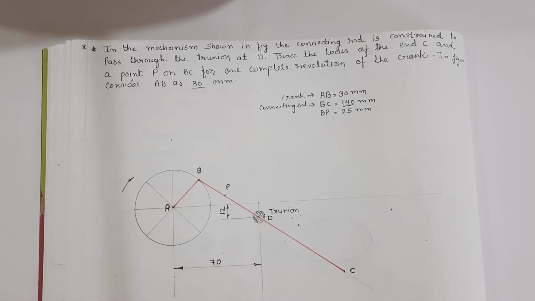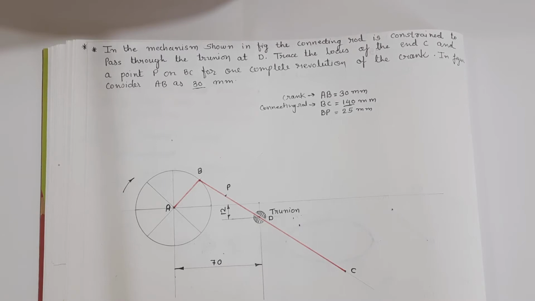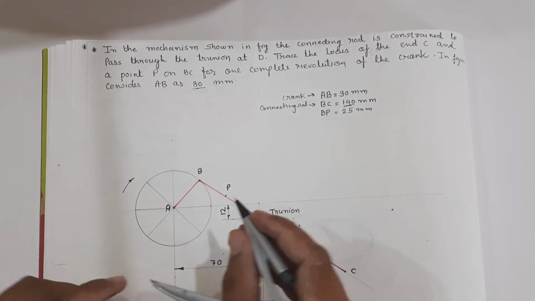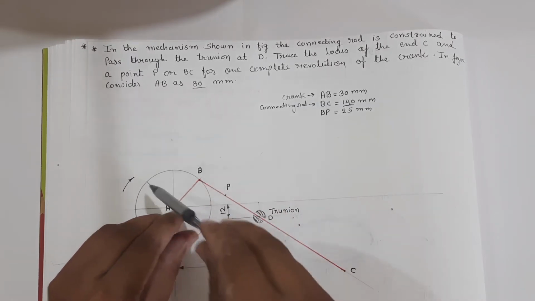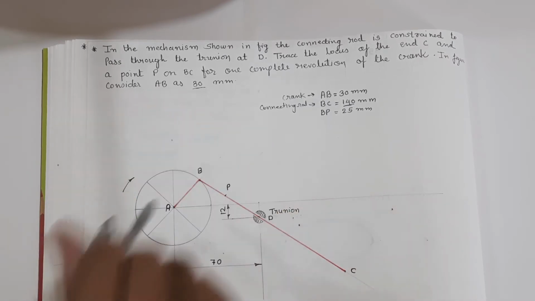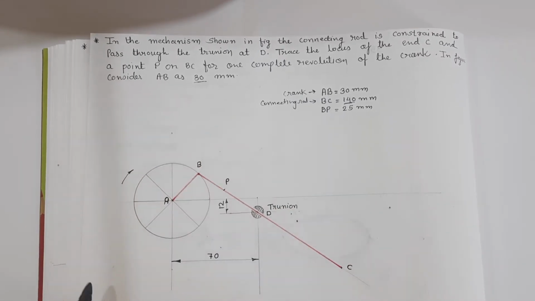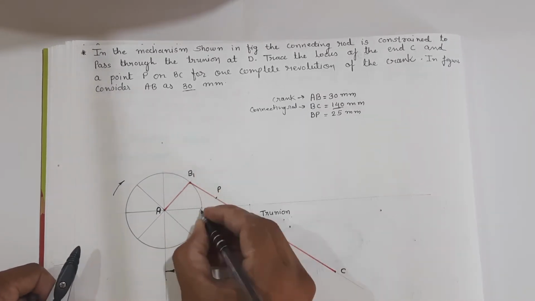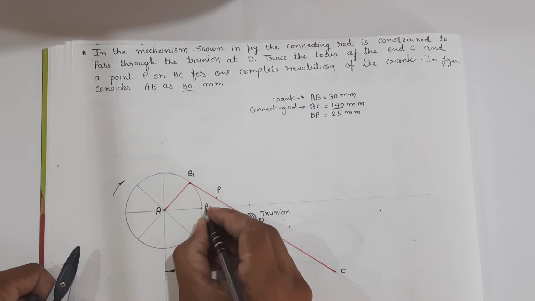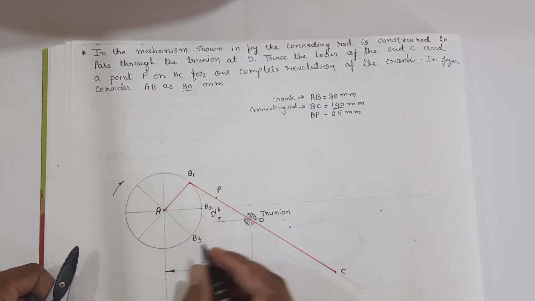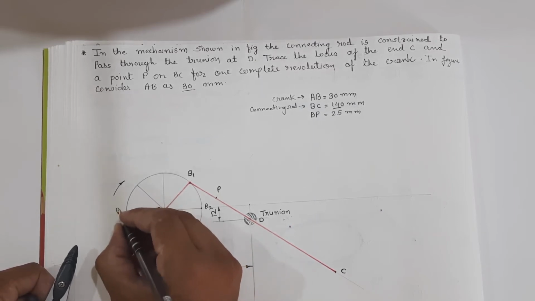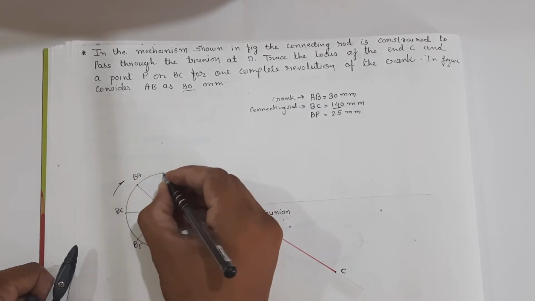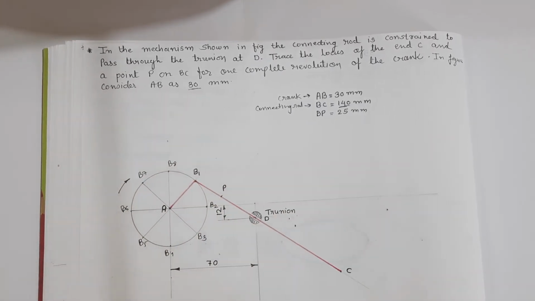Now let us draw the locus of point C and locus of point P using this mechanism. So if we want to find out the locus of point C and locus of point P, let us first of all draw the locus of point B. For that we have to measure AB and draw a circle like this. So this will be the locus of point B. Now let us consider this point as B1. This point will be B2 position of the crank. This will be the B3 position of the crank, B4, B5 position of the crank, B6, B7 position of the crank, and B8 position of the crank.